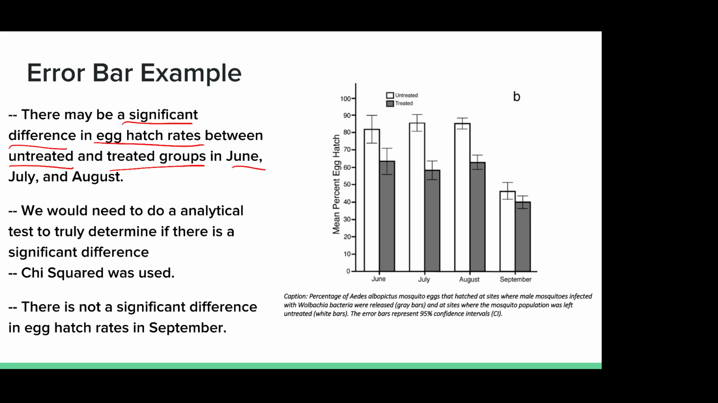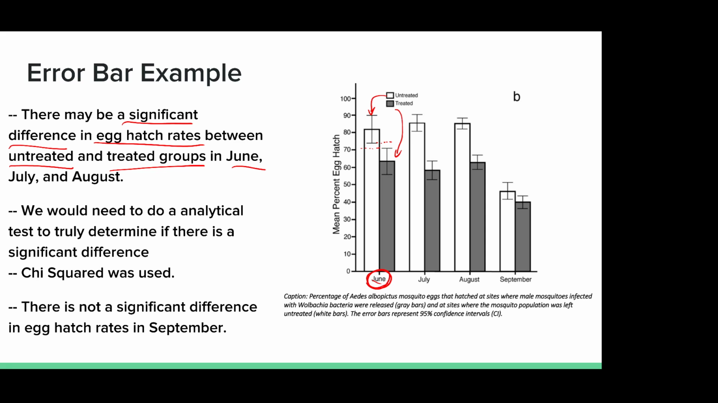So looking at June, looking at untreated in white, treated in shaded. Looking at these two, there may be a significant difference. Why are we suggesting there may be a significant difference? Because those error bars do not overlap. Now, please note, this is done correctly.